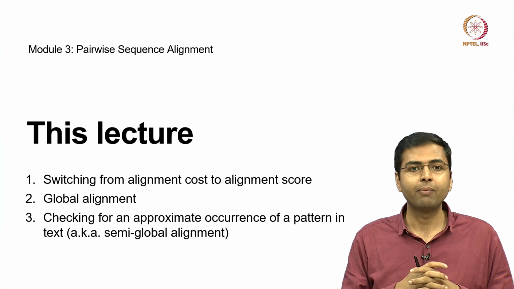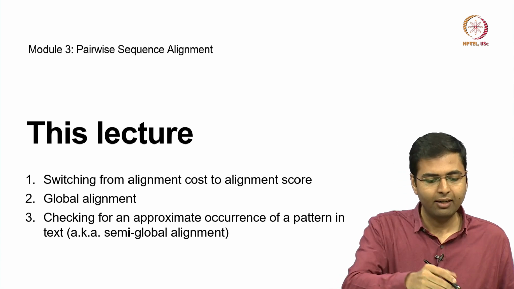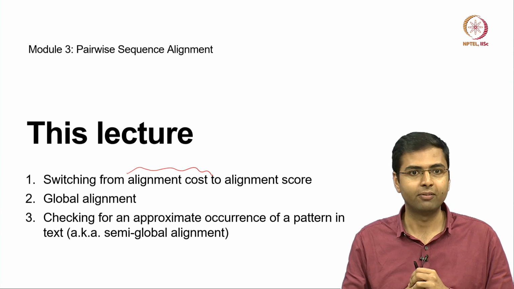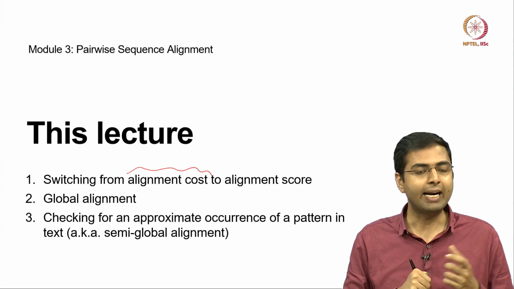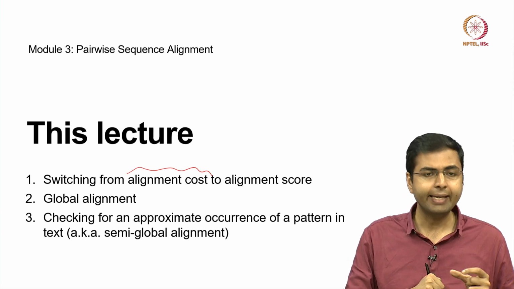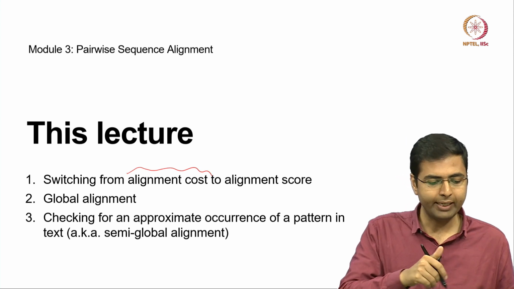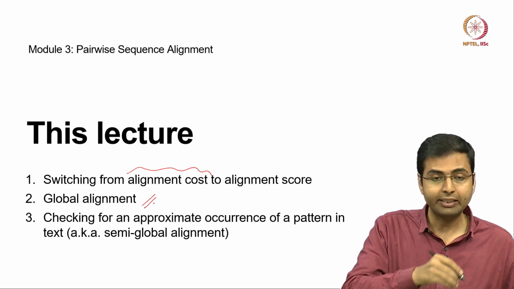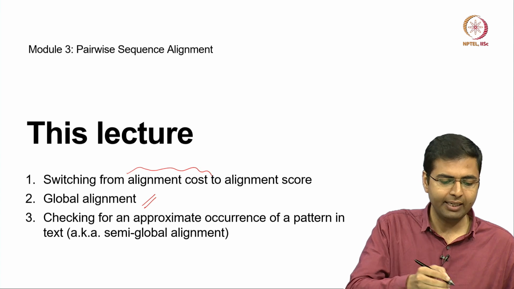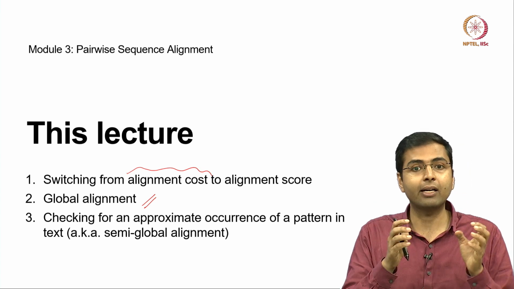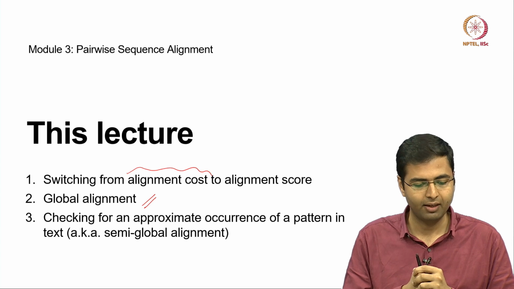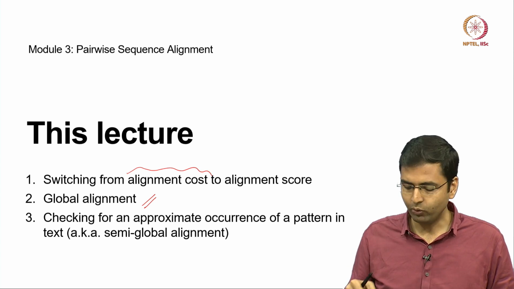At the first step we are going to see a switch from alignment cost to alignment score. I will motivate why we are doing that, and then we will look at two concepts. One is global alignment and the second is semi-global alignment, which is basically equivalent to finding an approximate occurrence of a pattern in a large text. So, let us look at this one by one.